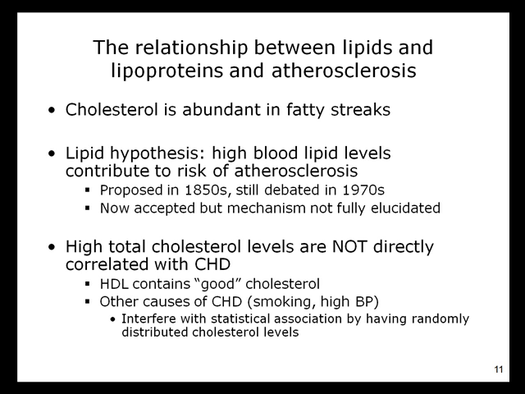In a nutshell, cholesterol is abundant in fatty streaks, and fatty streaks are thought of as the precursors of atherosclerotic lesions. The lipid hypothesis states that high blood lipid levels probably contribute to the risk of atherosclerosis. This hypothesis was proposed in the 1850s, and it was still debated as late as the 1970s, but it's now accepted, although the mechanism is not fully elucidated.